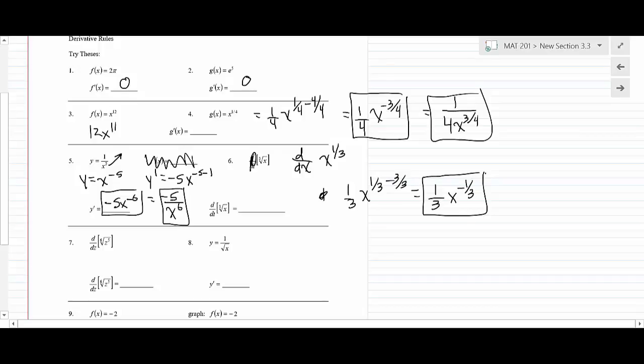2/3. Oh, 2/3, okay, yeah. Okay, so we got negative 2/3. What's the other way? Well, we can just go 1/3 x to the positive 2/3, like that.